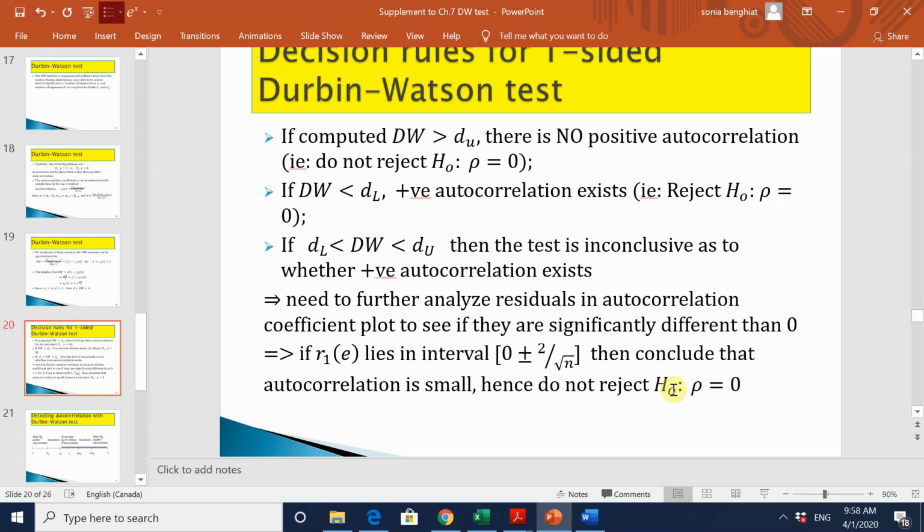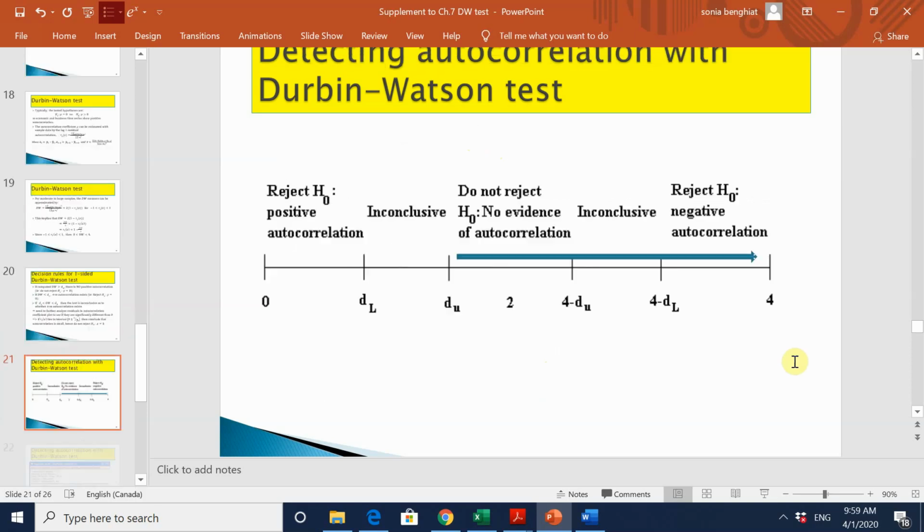What are the decision rules for a one-sided Durbin-Watson test? Well, that's pretty straightforward. We say that if the computed Durbin-Watson happens to be greater than the upper limit of the critical Durbin-Watson value, then there is no positive autocorrelation. In other words, we do not reject the null hypothesis. Let me just move on to the next slide, and you'll see a little bit more what this means.